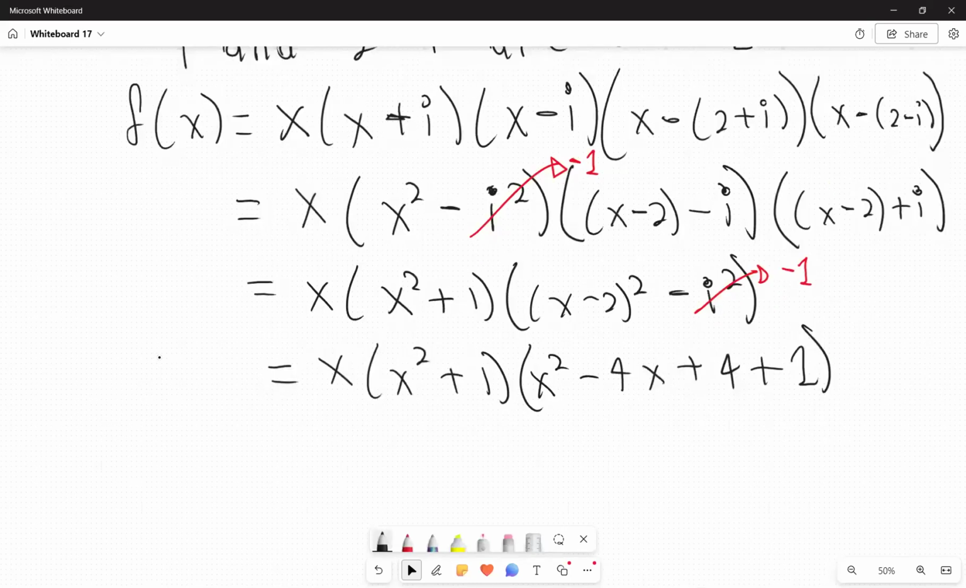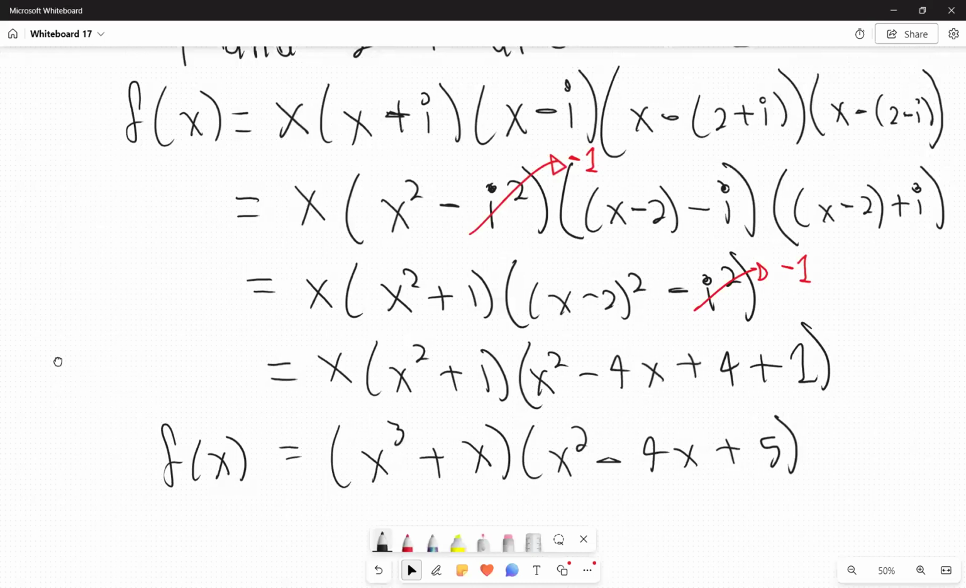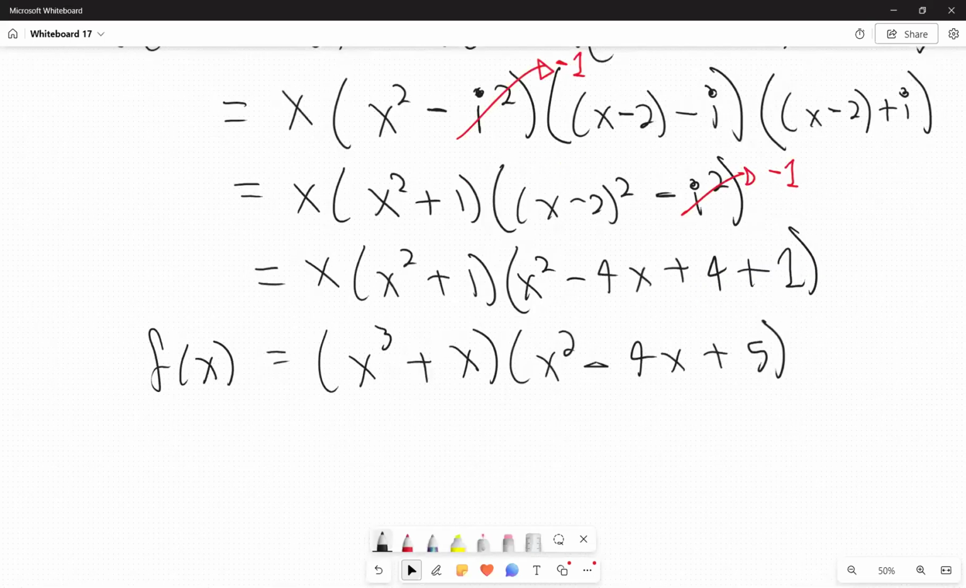Okay, so I'm going to distribute the x in front. And I'm going to combine the +4 and +1. And finally, I'm going to distribute the x cubed and the x to have the polynomial in standard form. So far, my MATLAB doesn't accept the answer like this. So let's distribute x cubed. So x cubed times x squared. x cubed times minus 4x. And x cubed times 5.